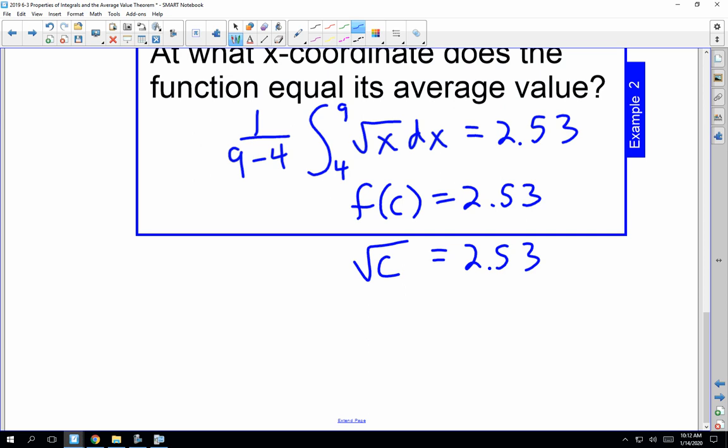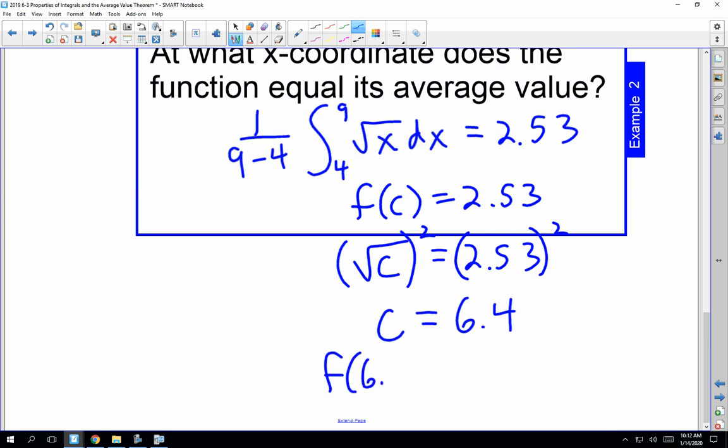You can on your calculator, right? Square each side. So c equals, what's 2.53 squared? 6.4. Okay, so what it's saying is that if you plug 6.4 into the function, if you found f of 6.4, which equals square root of 6.4, it will equal 2.53.